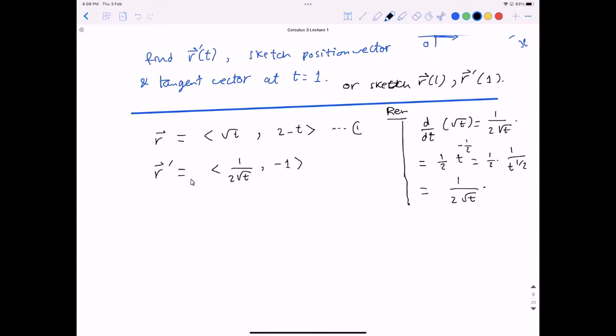This is the tangent vector or the velocity. This is the position vector. This is the tangent vector.